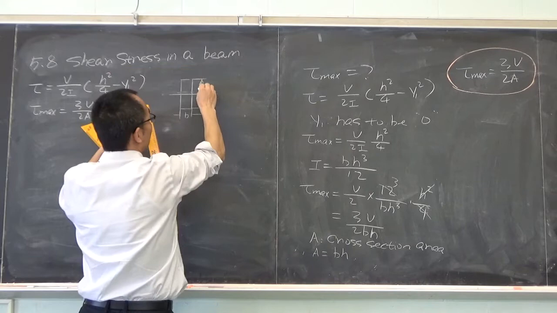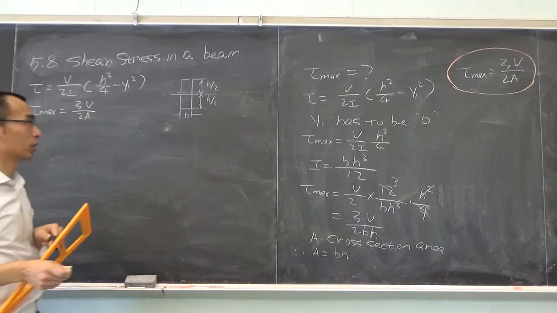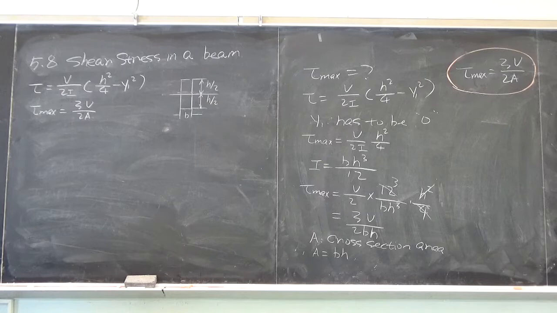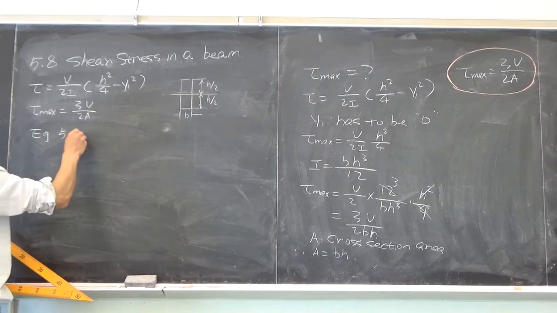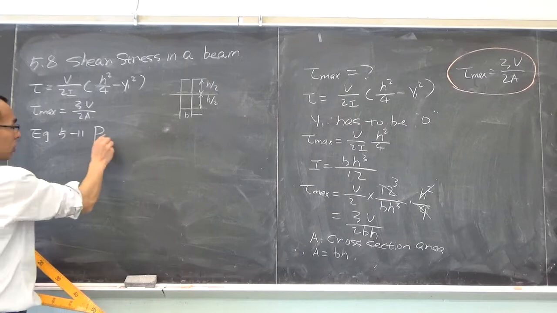Okay, just for rectangle cross section. The first example is on page number 486. Okay, so we have a simple beam.